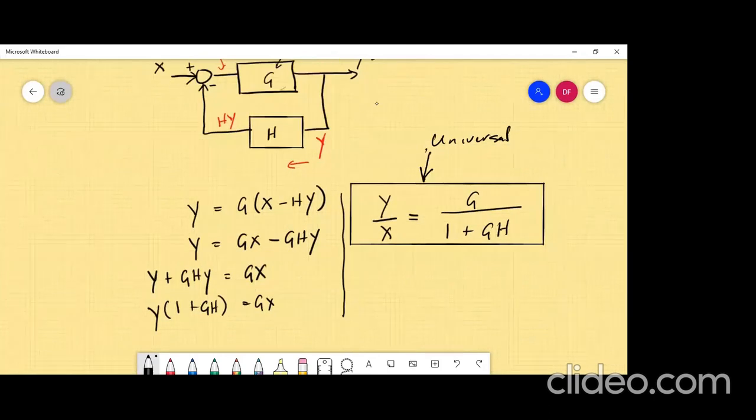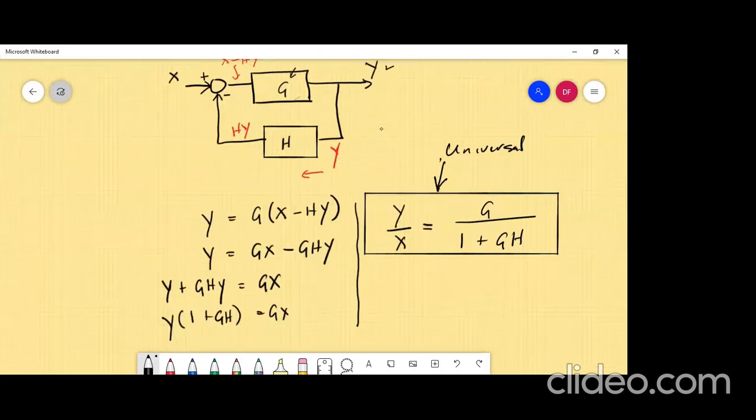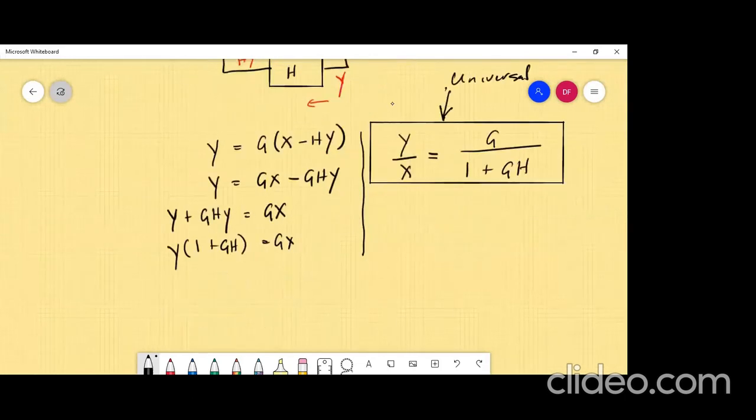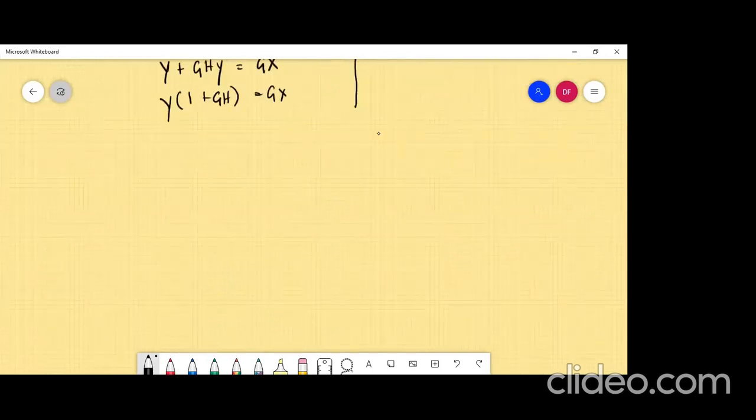You put in the input, look at your output, and you adjust it so that you get a different output nearer to what you want. That is what you're supposed to do. G would be the system and H is the feedback.